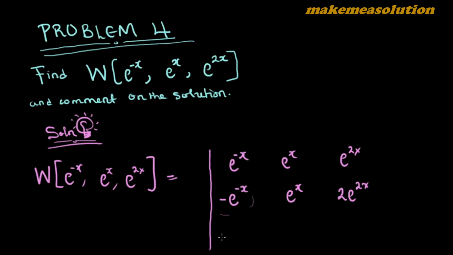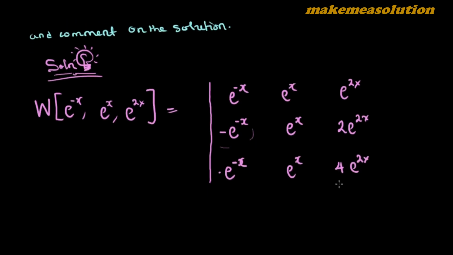So if I differentiate this one again, I'll get exponential minus x. Differentiating this one, I'll get exponential x. And differentiating this, I'll get 4 exponential 2x. So we've gotten a 3 by 3 determinant matrix for 3 solutions in which we want to investigate their linear dependence.